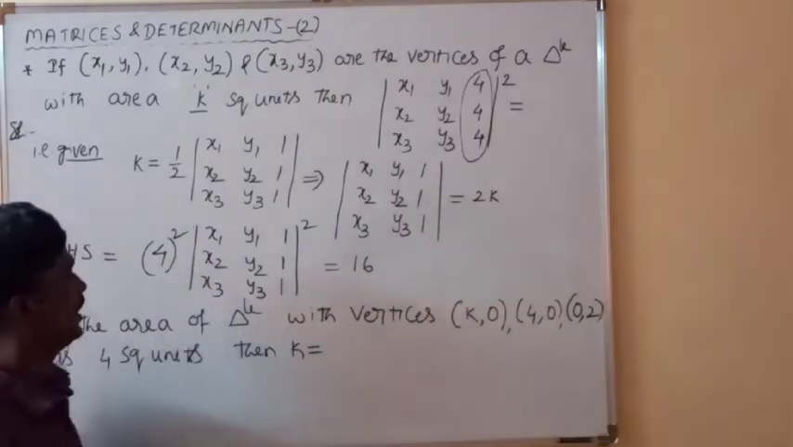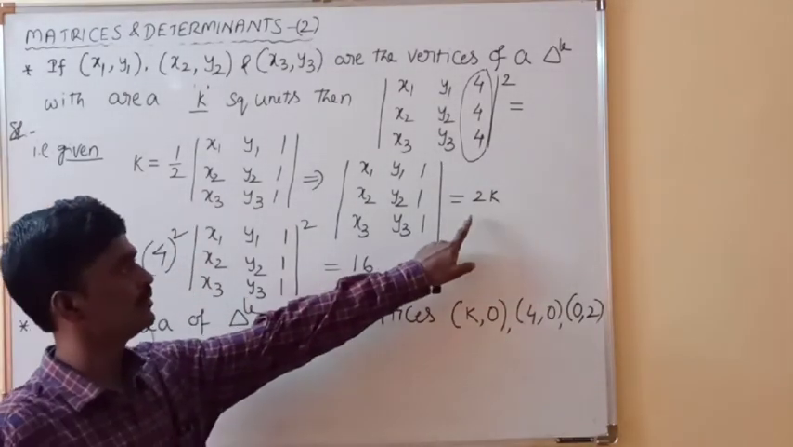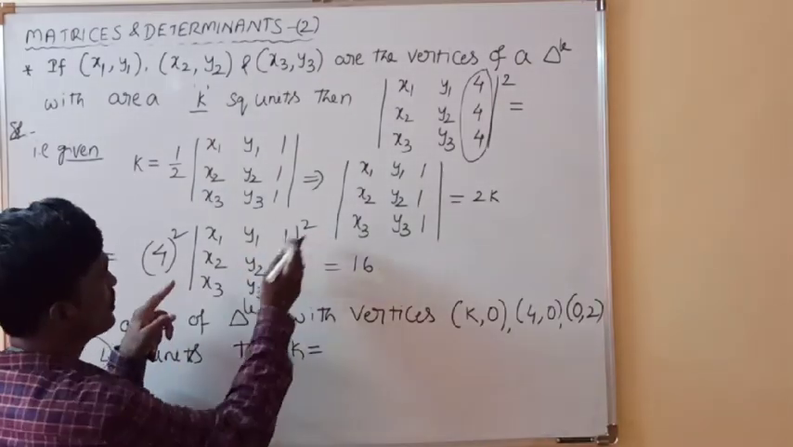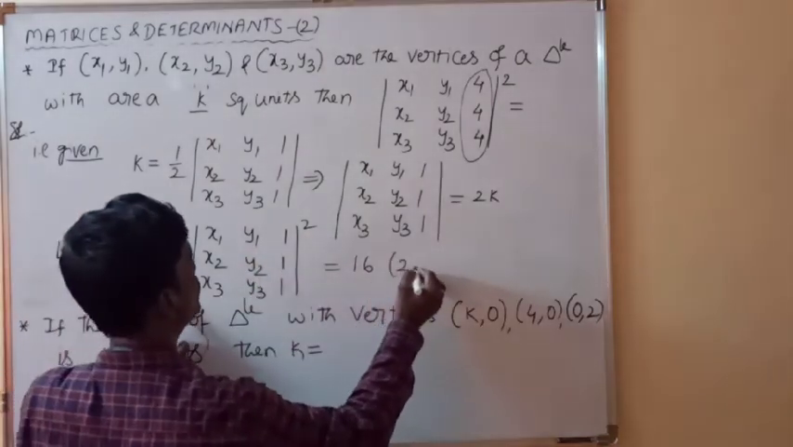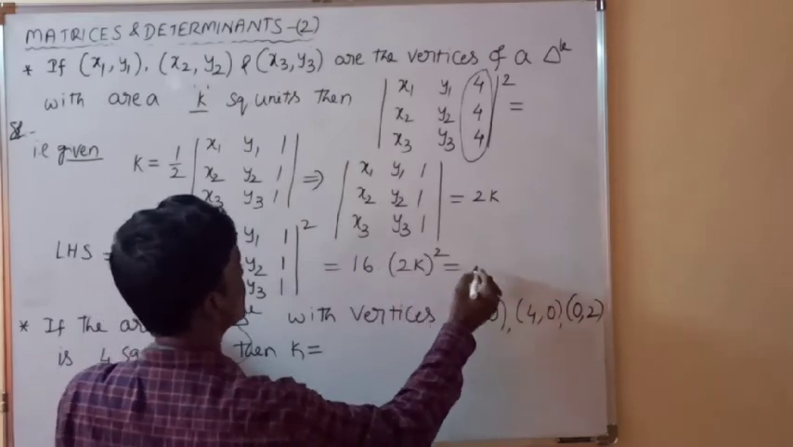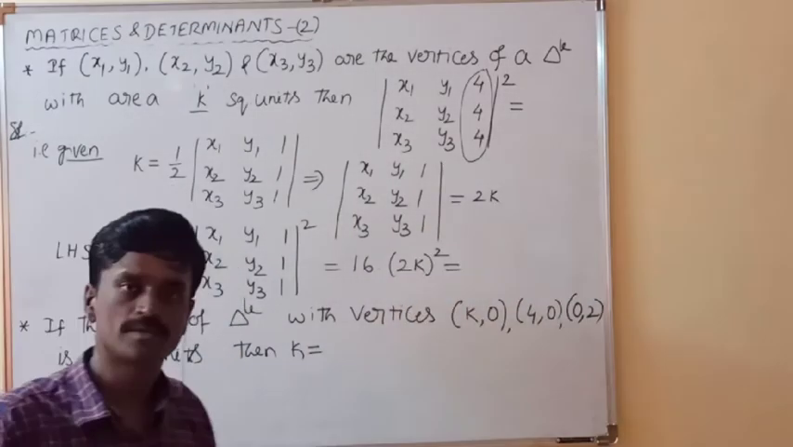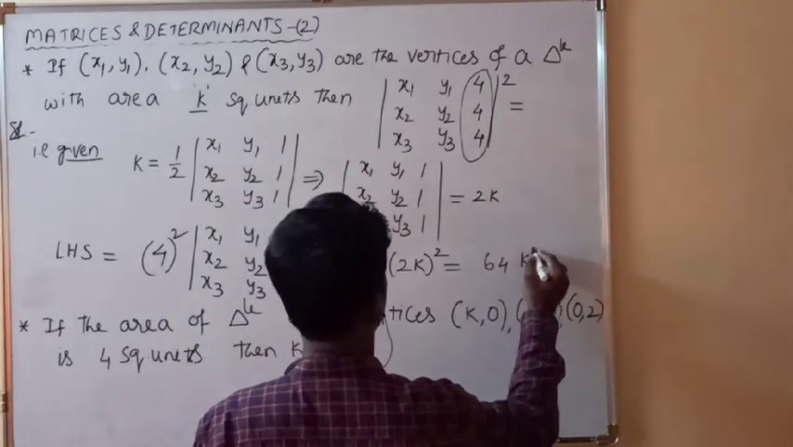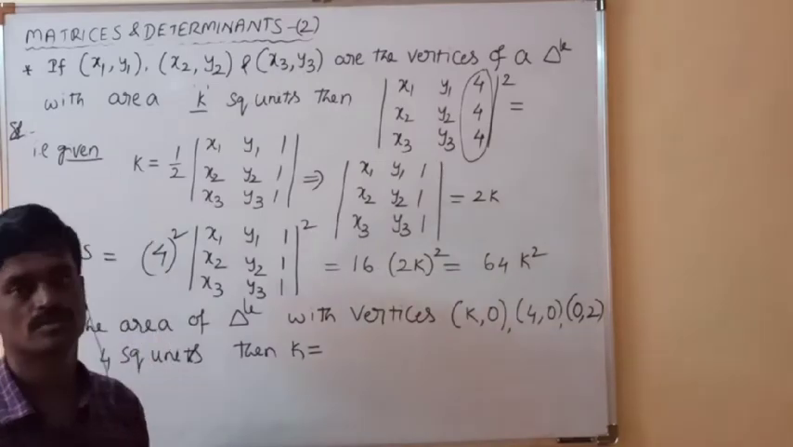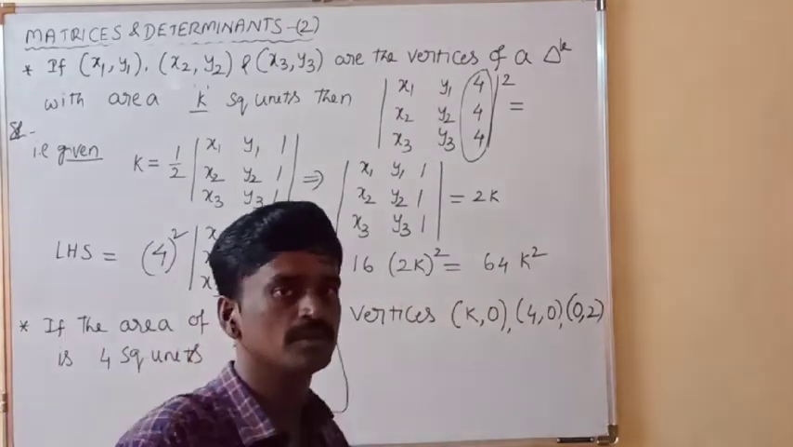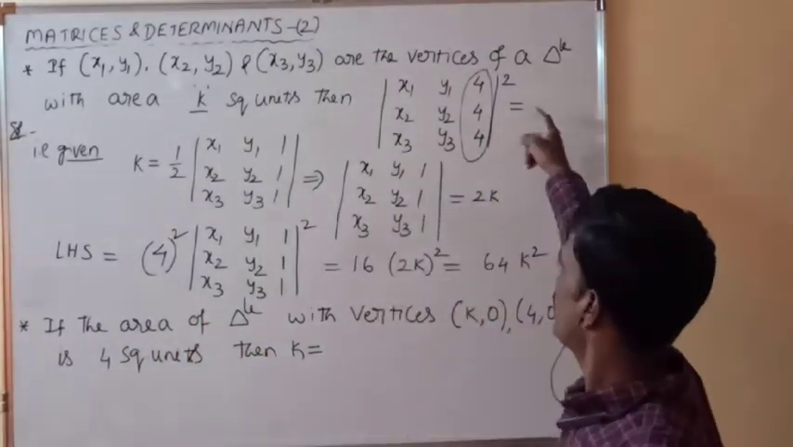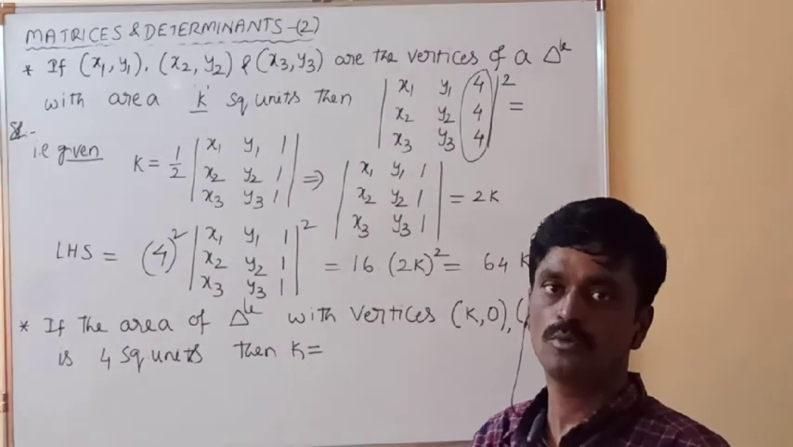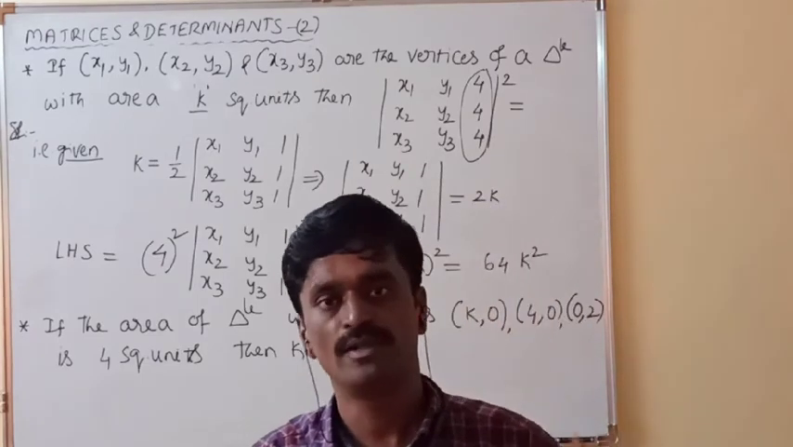So what is 4 squared? 16. And what is the value of this determinant according to this equation? 2k. But here we have the square, that means the square of this determinant is equal to 2k whole square, which is nothing but 4k square. So 16 into 4k square is 64k square. So if k denotes the area of the triangle formed by the given 3 points, then the square of this determinant is equal to 64k square. This model problem is also asked in JEE.